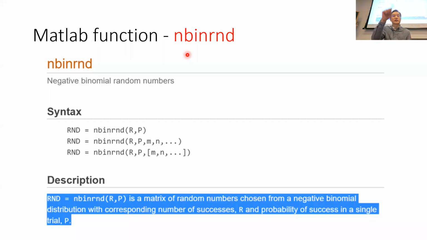In order to generate a random number, you need at least two parameters. One is R and another is P, and then it gives you one number. If you want to generate a matrix M by N, say 5 by 6, you will generate a matrix with 5 by 6 random numbers, but collectively those random numbers should follow the negative binomial distribution determined by R and P. Okay. So what's R and P here?